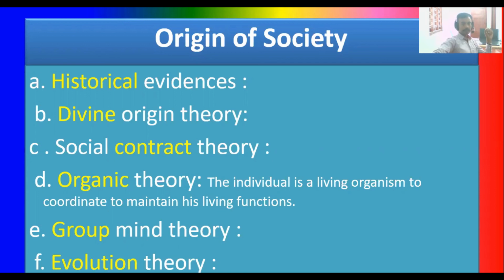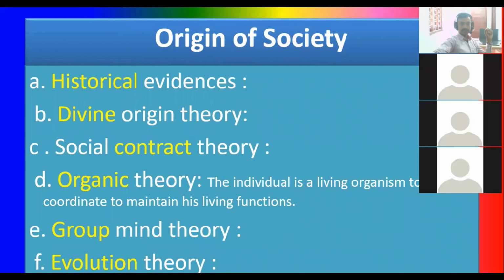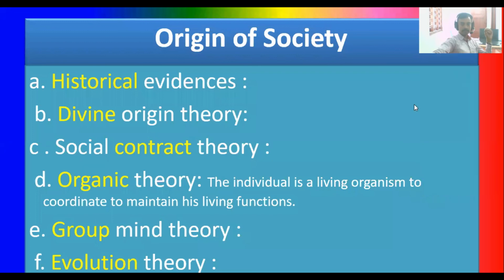F. Evolution theory. According to this theory, as we know, Charles Darwin, father of evolution, said that society originated from a long, evolutionary process. So these are the theories of the origin of society. Easy to keep in our mind: historical, divine, contract, organic, group mind, evolution.